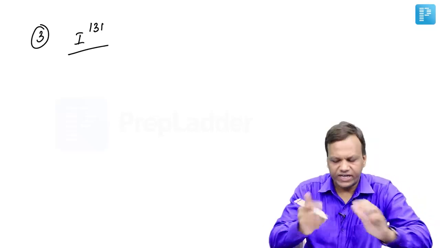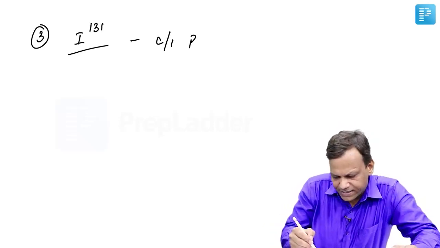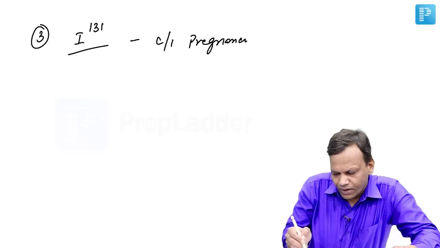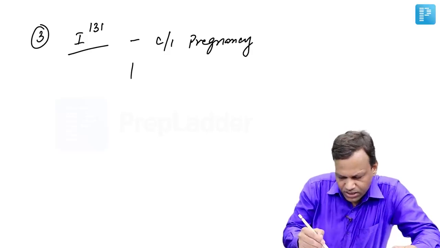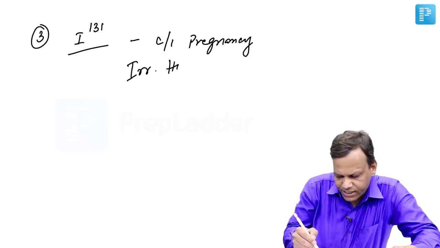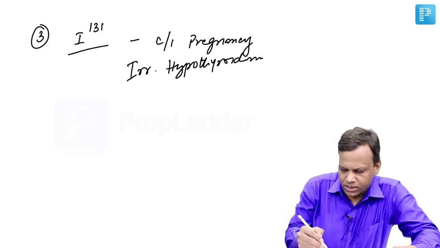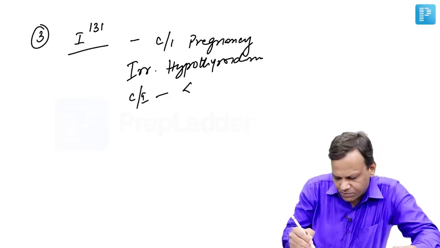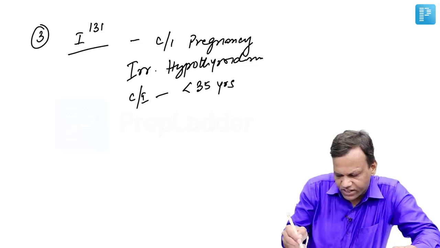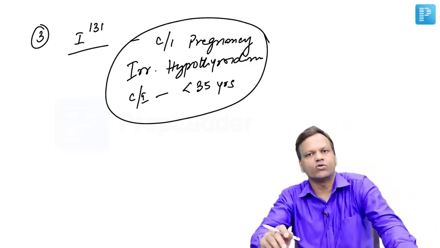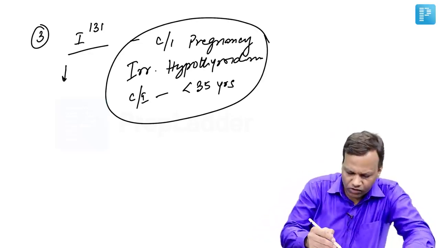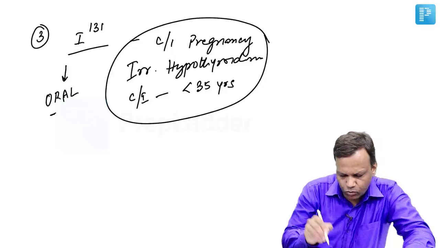Now because of radioactivity, it is contraindicated in pregnancy. Another problem is that it causes irreversible hypothyroidism. All other drugs cause reversible hypothyroidism; it causes irreversible hypothyroidism. It is contraindicated in young patients, particularly less than 35 years of age. The route of administration of radioactive iodine is oral, it can be given orally.